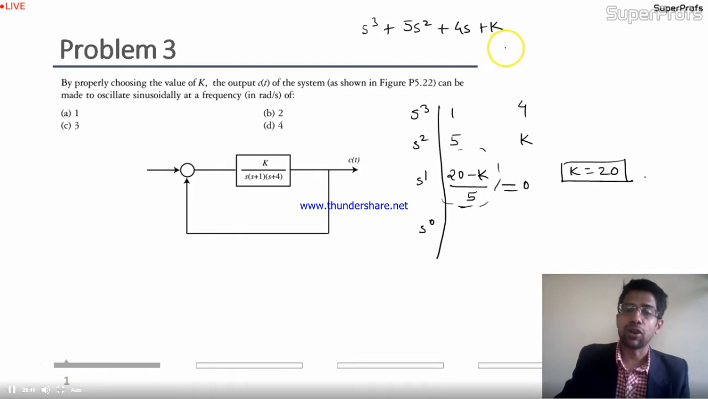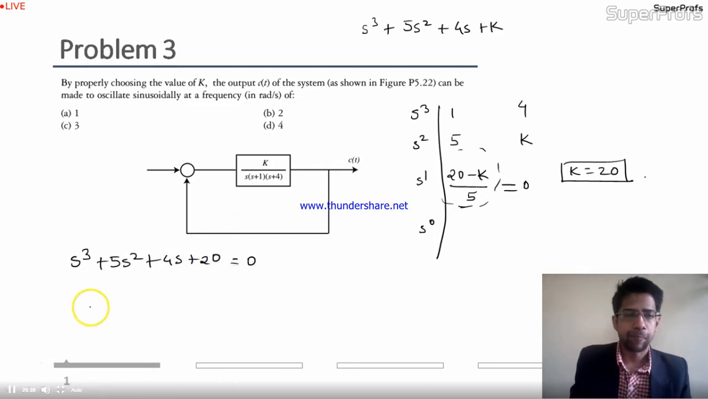Okay. Now, for k equal to 20, you are going to get a critically stable system. And for a critically stable system, you are going to get two roots on the imaginary axis. Now let us find out the roots of this equation. So you have s cube plus 5s square plus 4s plus 20 is equal to 0. Now let us factorize this. So you get s square common here, and then you get s plus 5. You get 4 common here, and you get s plus 5 is equal to 0.